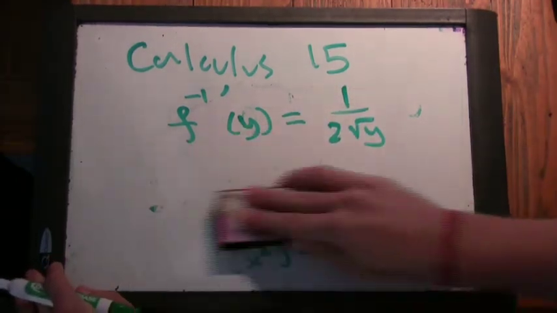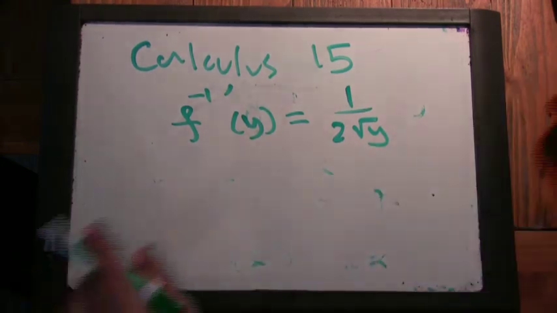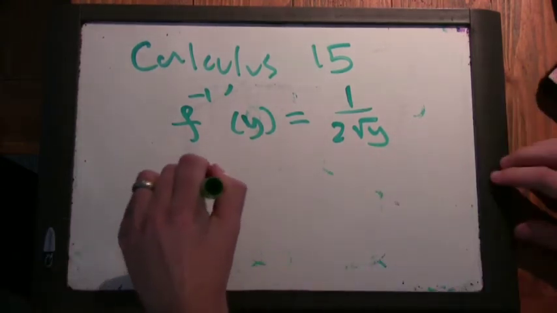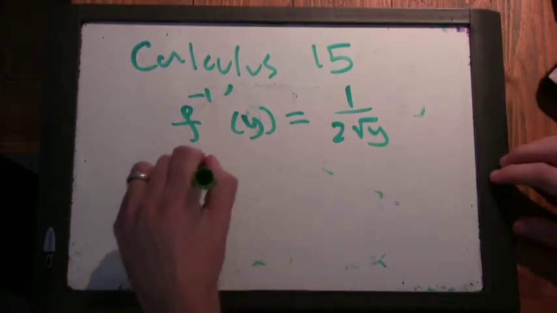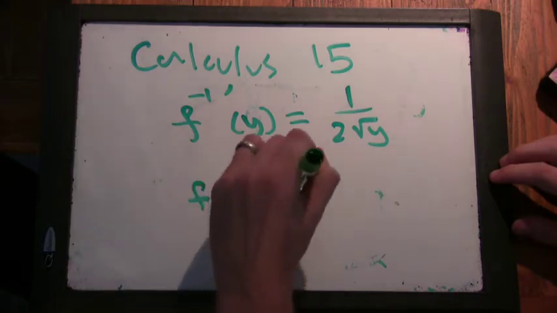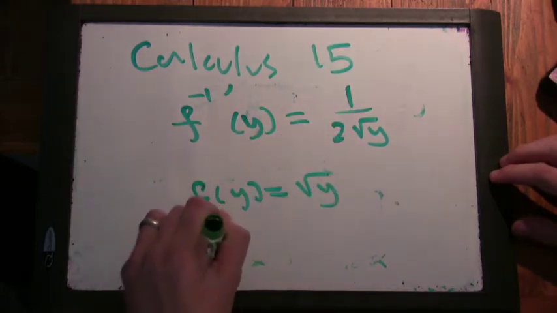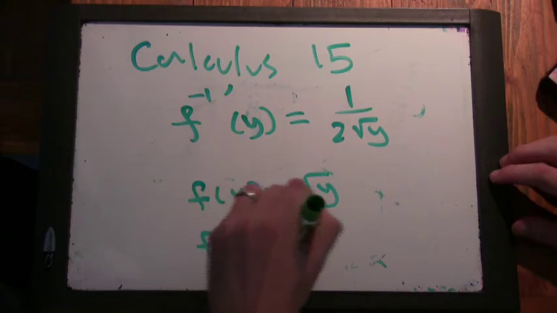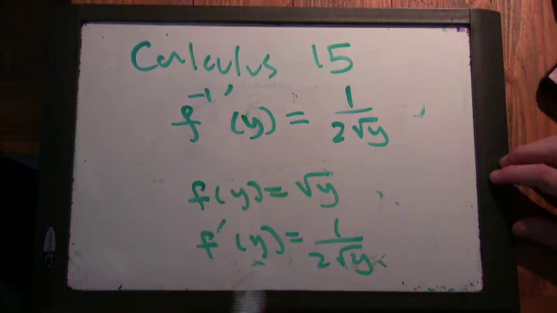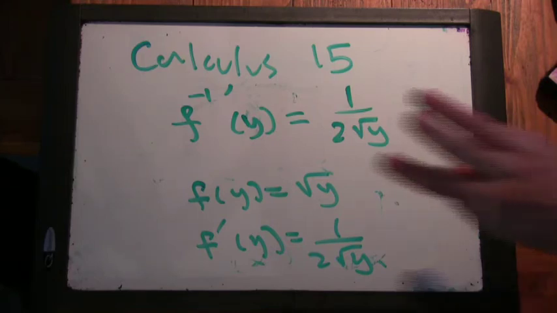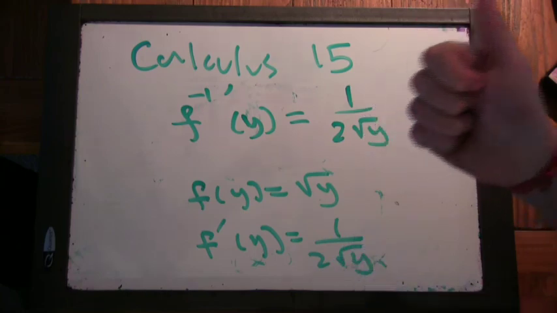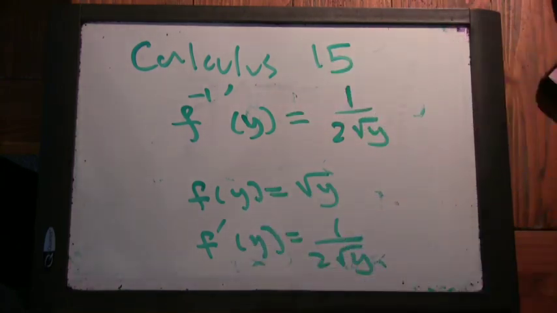And is the function that you picked, does it have that property? If f of y is the square root of y, is f prime of y 1 over 2 square root of y? Yes. Okay, so cool. Now we're going to look at 3 more examples: e to the x, arcsine, and arctangent.